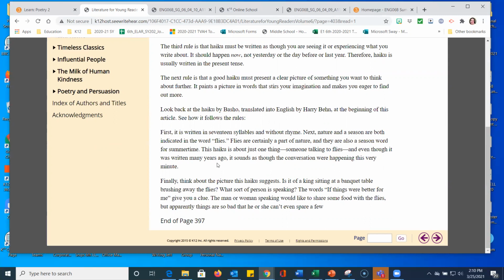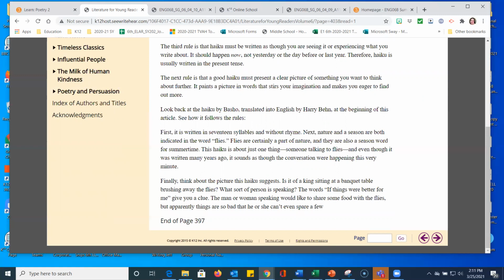And even though it was written many years ago, it sounds as though the conversation was happening this very minute. So it's happening in the present. Finally, think about the picture this haiku suggests. Is it a king sitting at a banquet table brushing away flies? What sort of person is speaking? The words, "if things were better for me." Does that give you a clue?